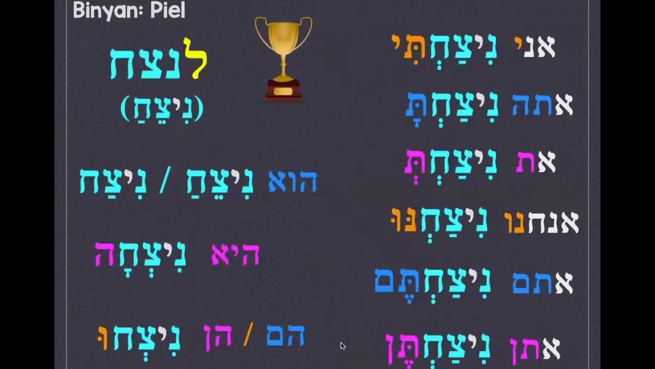So the verb is lenatseach, okay, which is to win or to be victorious. And we see here that it ends in a chet, okay? It ends in a chet right here. So the way that we pronounce the root, there are two options of pronouncing it. There's I-A-A or there's I-A, okay? You will hear both and they are both correct. So you can pronounce it as nitseach, this is the I-A-A, or just as I-A, nitzach. Okay, and this is true whether the last letter is a chet or whether the last letter is an ayin. So you can pronounce it either way, whichever way you are more comfortable with.